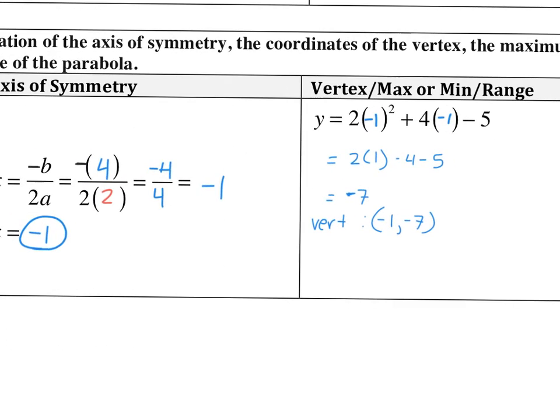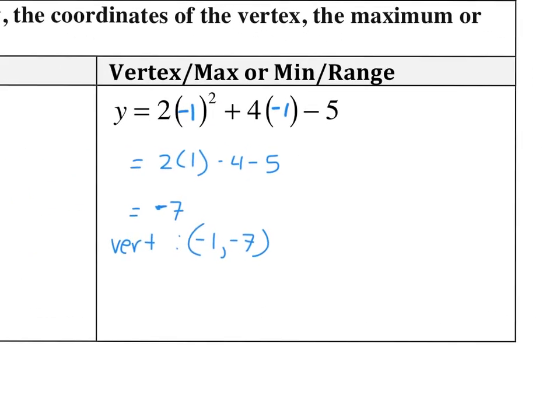Great. So the first part, x is negative 1, is my axis of symmetry. My vertex, after I substitute that in, I get out negative 7. So there's my vertex, negative 1, negative 7. Now what? Is this going to be a max or a min? And how do we know? So now we analyze. Since my a is positive, we know that it opens up. So that means this guy here has to be a minimum.